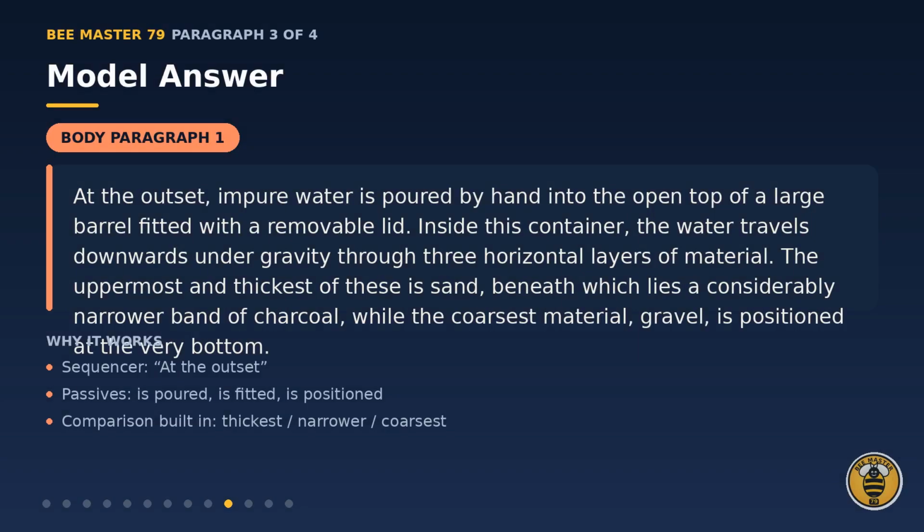Paragraph 3. At the outset, impure water is poured by hand into the open top of a large barrel fitted with a removable lid. Inside this container, the water travels downwards under gravity through 3 horizontal layers of material. The uppermost and thickest of these is sand, beneath which lies a considerably narrower band of charcoal, while the coarsest material, gravel, is positioned at the very bottom. The prompt asked for comparisons, and here they are, built straight into the description: thickest, narrower, coarsest.